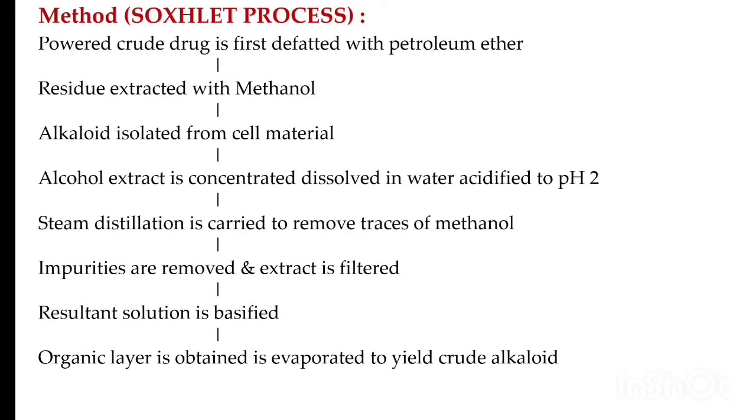Third, Soxhlet process. Powdered crude drug is first defatted with petroleum ether, and the residue extracted with methanol to isolate alkaloid from cell material. The alcohol extract is concentrated, dissolved in water and acidified to pH 2. Steam distillation is carried out to remove traces of methanol and impurities, and the extract is filtered. The resultant solution is basified. The organic layer obtained is evaporated to yield crude alkaloid.